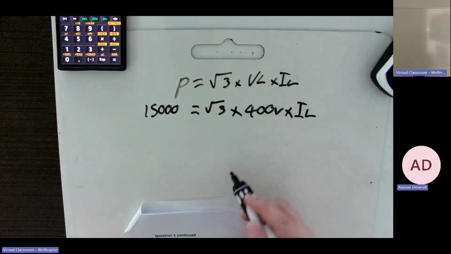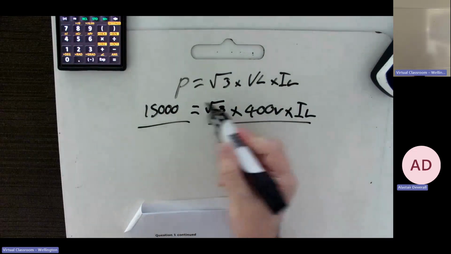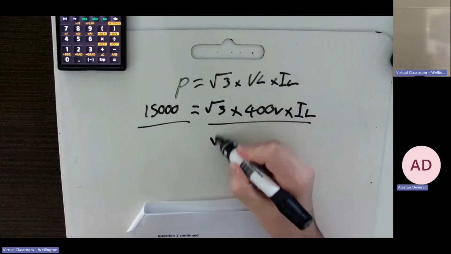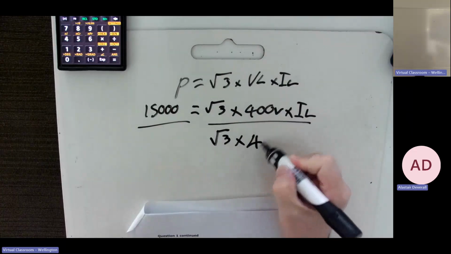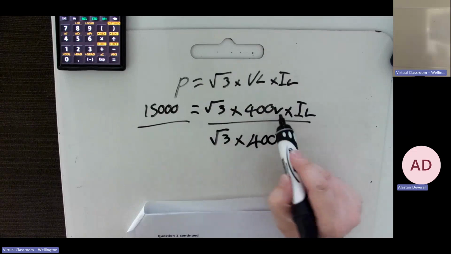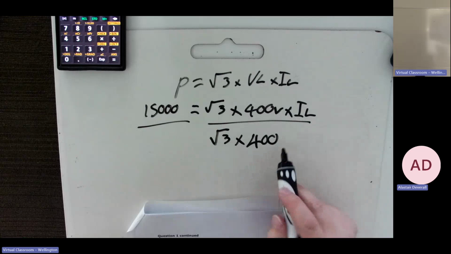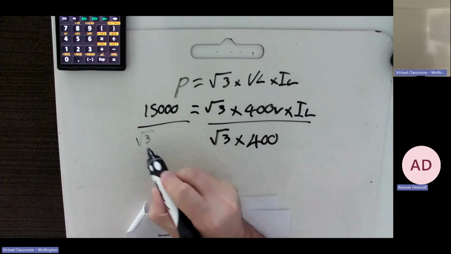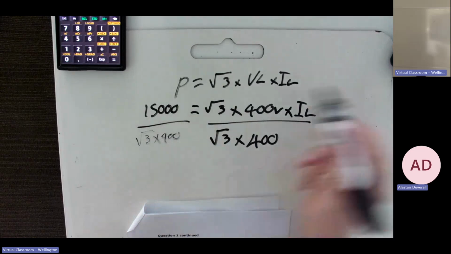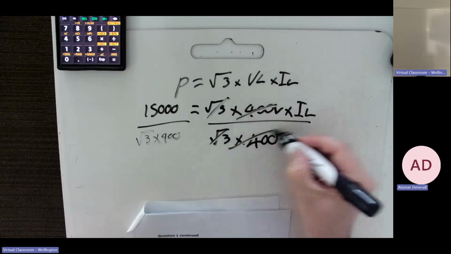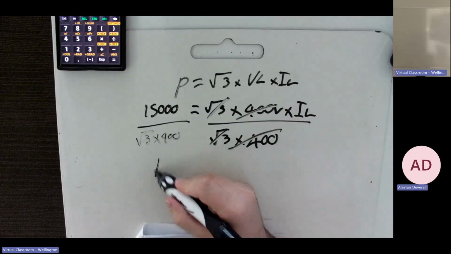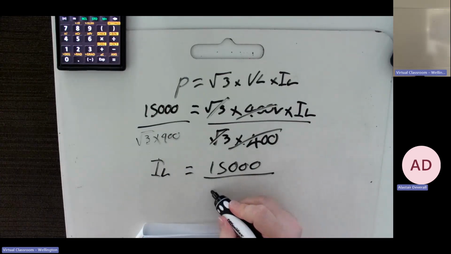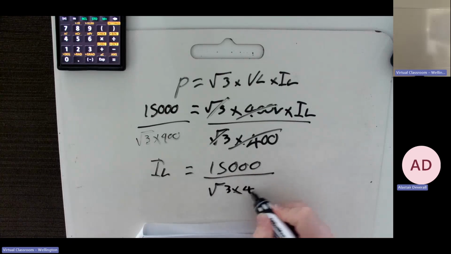So to do this, we need to divide both sides because this is the equal sign. It's the center of our fulcrum for our maths. So we do the same thing to both sides. I want to get rid of the square root of 3 times 400, so I'm dividing by the square root of 3 times 400. Since I've done it on one side, I have to do it on the other side. And now these cancel out. Because of this, we now have I line equals 15,000 divided by square root of 3 times 400.